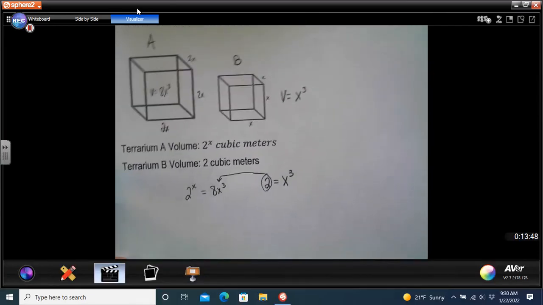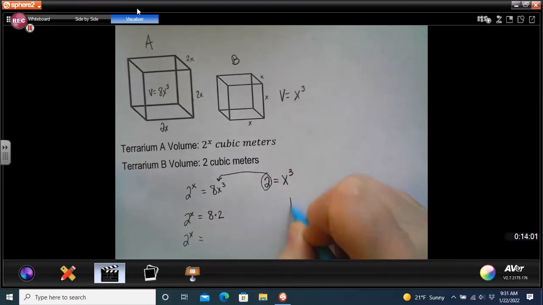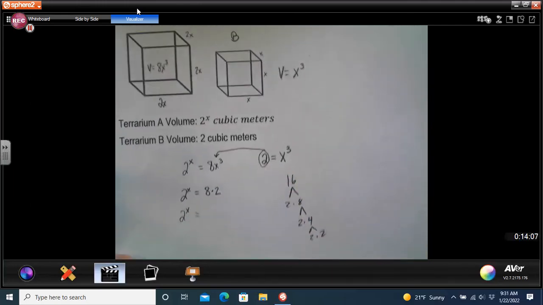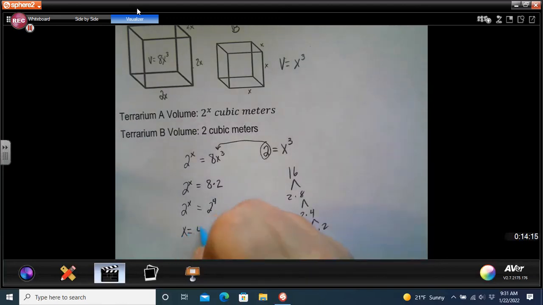Okay, and so then that gives me 2 to the x equals 8 times 2, or 2 to the x equals 16, which is 2 times 8, which is 2 times 4, which is 2 times 2. So 16 is 2 to the 4th. So what does x equal? X equals 4.